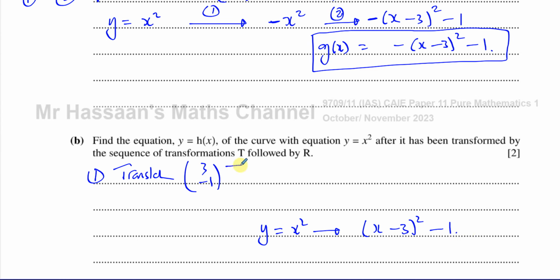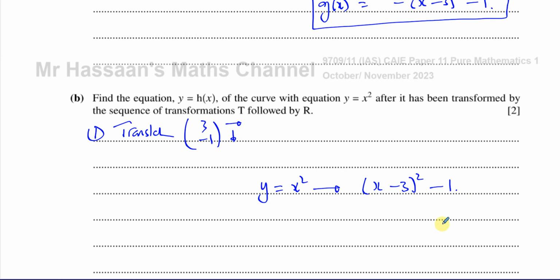You got to go 3 units to the right and 1 unit down. So you have to do the opposite for the x coordinates. For the x part, it says you got plus 3 here, so that's going to be minus 3. But for the y coordinate, you take the one from the whole function, and it's down. And we always start with the transformations which are inside the function. We start with the x ones always.